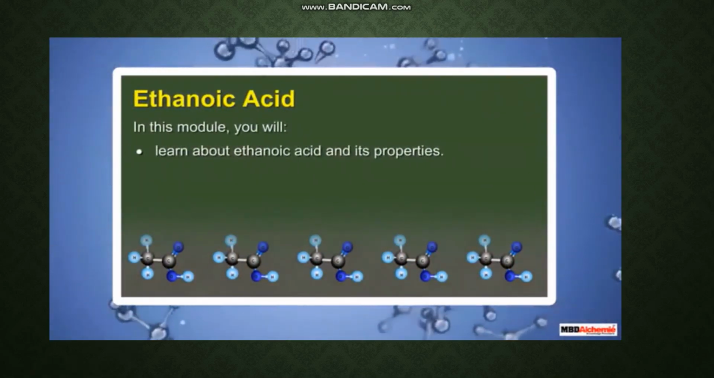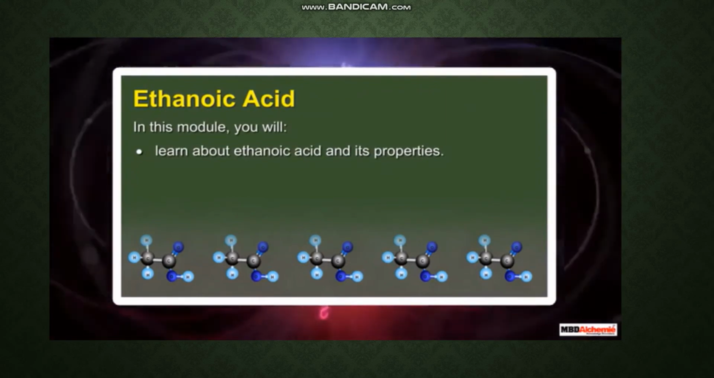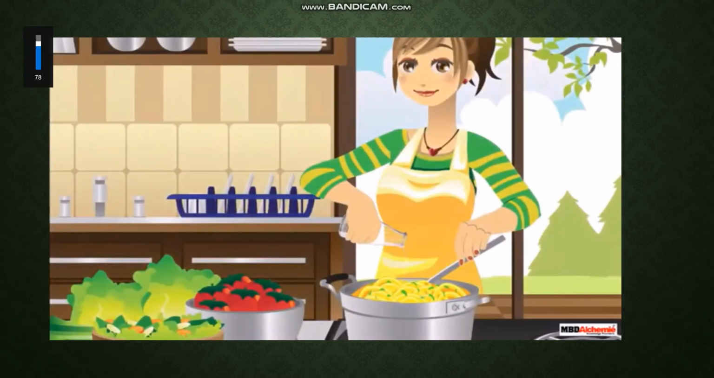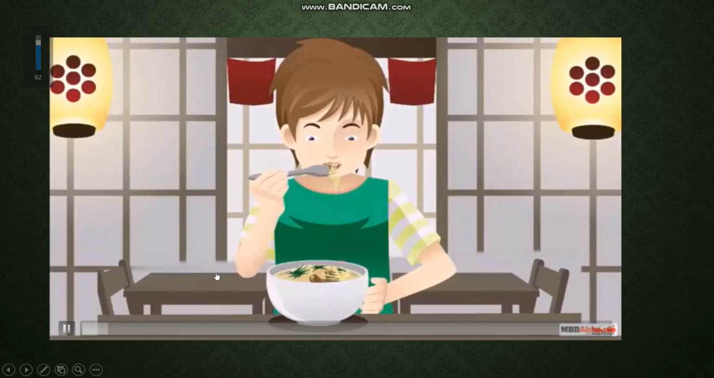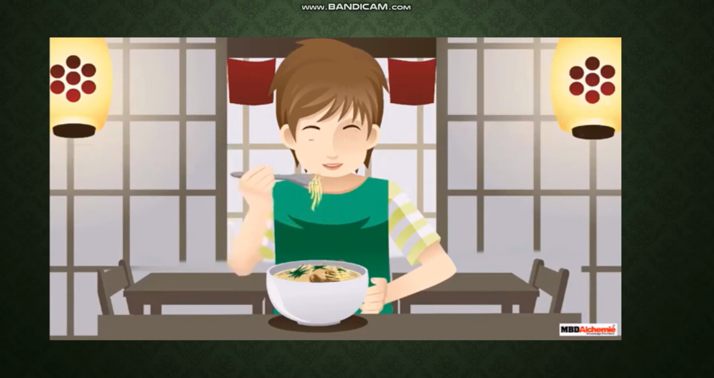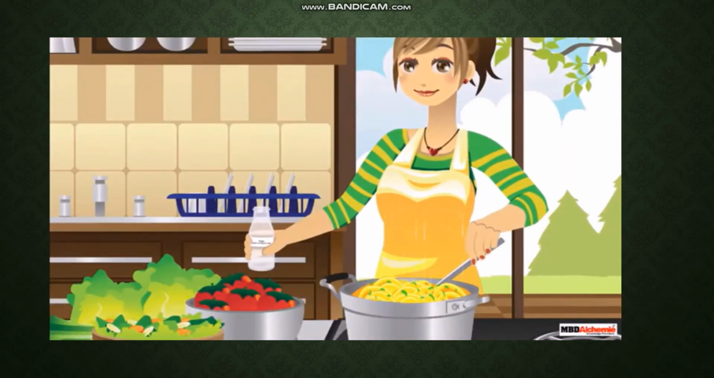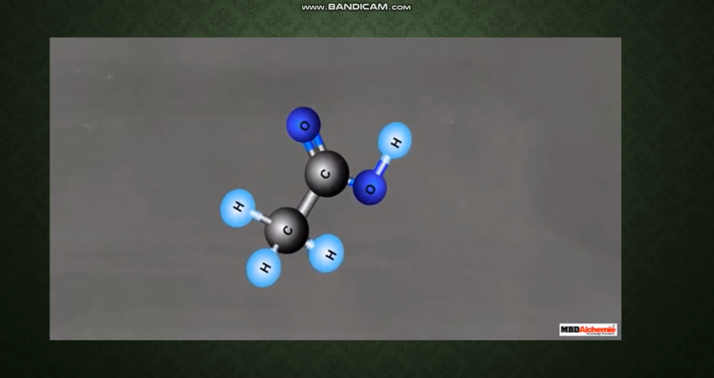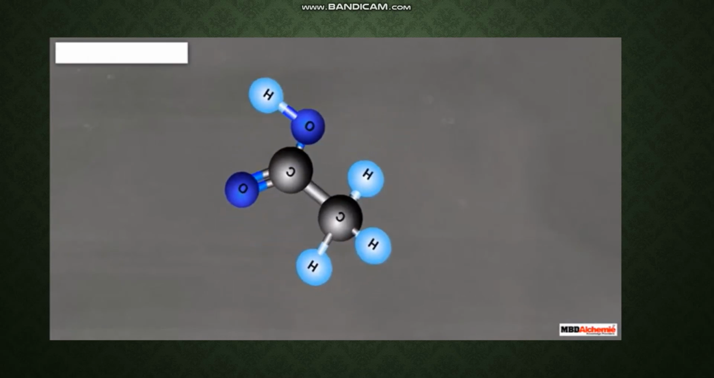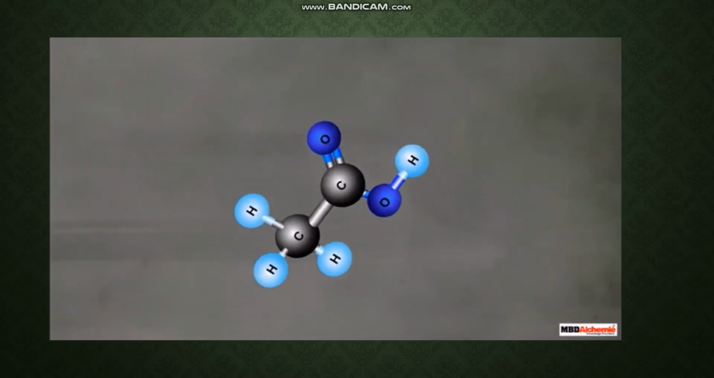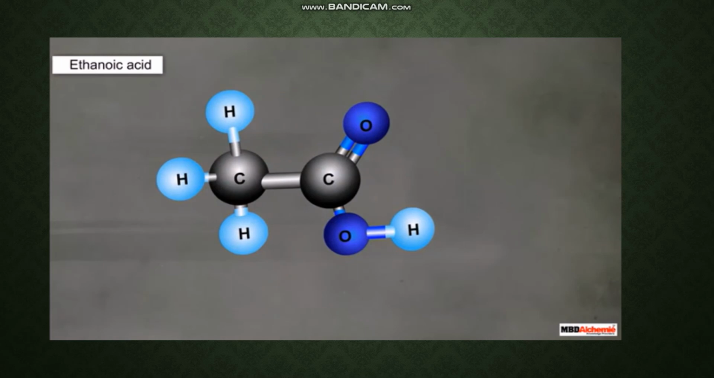Ethanoic acid. In this module, you will learn about ethanoic acid and its properties. You may have observed your mother using vinegar while making pickle or cooking noodles for you. Well, vinegar adds tanginess to the food items and also acts as a preservative. Vinegar has a carbon compound as one of its main constituents, which is responsible for its tangy taste. This carbon compound is the carboxylic acid called ethanoic acid. Actually, vinegar is a 5 to 8% solution of ethanoic acid in water. So, let us study this carbon compound, ethanoic acid, in detail.